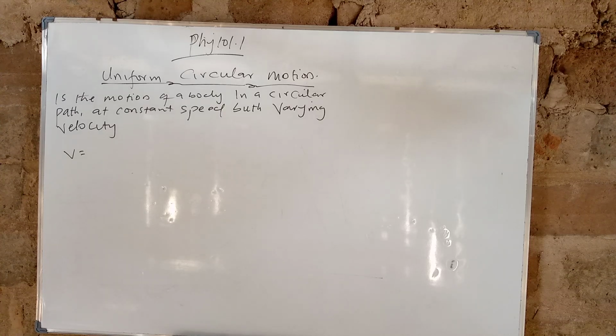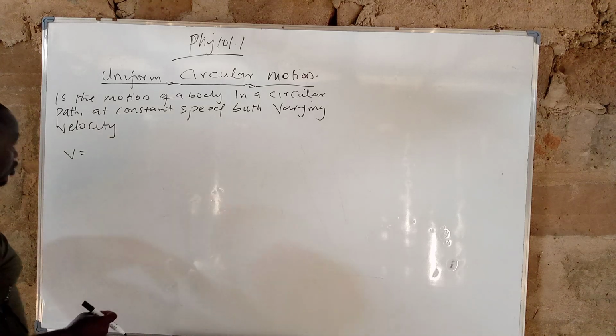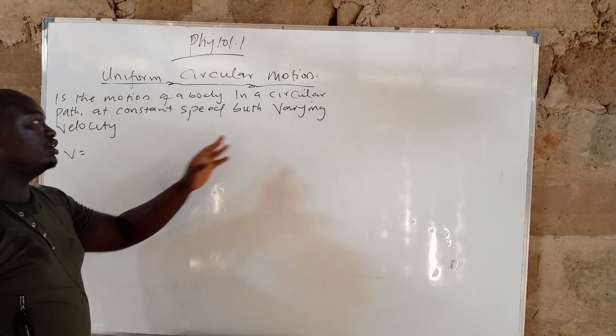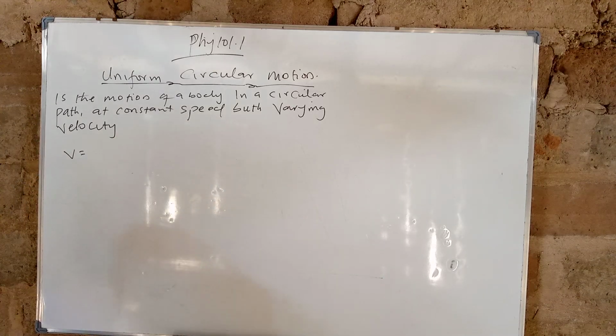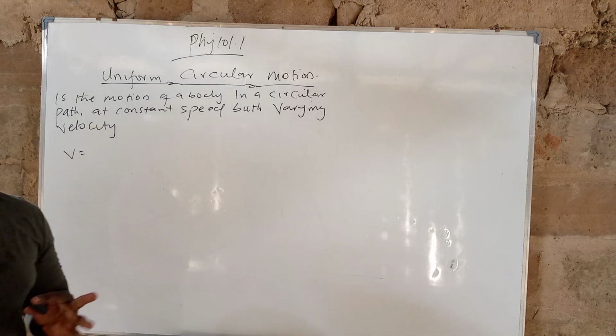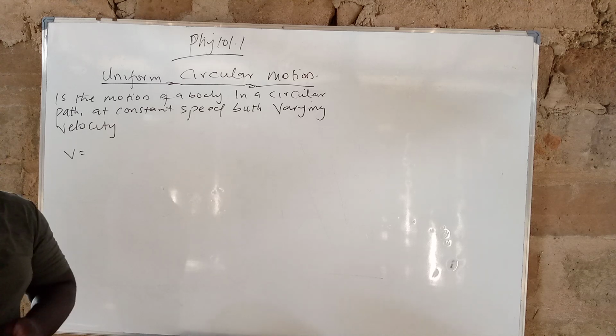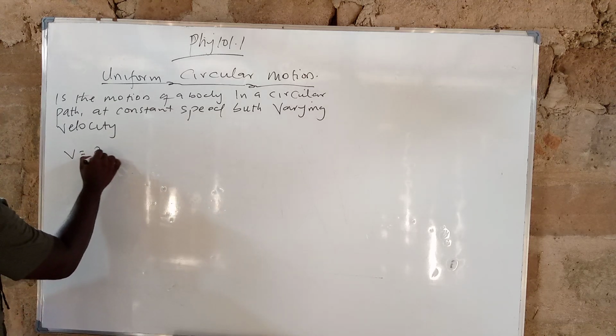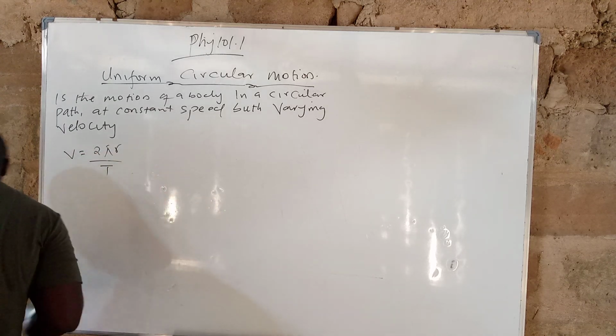Uniform circular motion. Physics 101. Remember, uniform circular motion is the motion of a body in a circular path. But the point you should note is it is happening at constant speed, but varying velocity. And here we are interested in the calculation and the formula involved in this uniform circular motion. Now remember that the velocity is 2 pi r all over t.